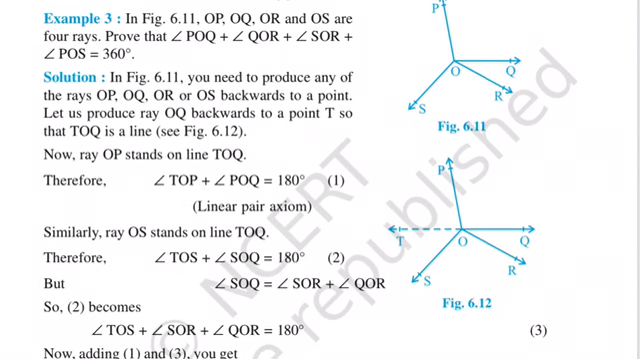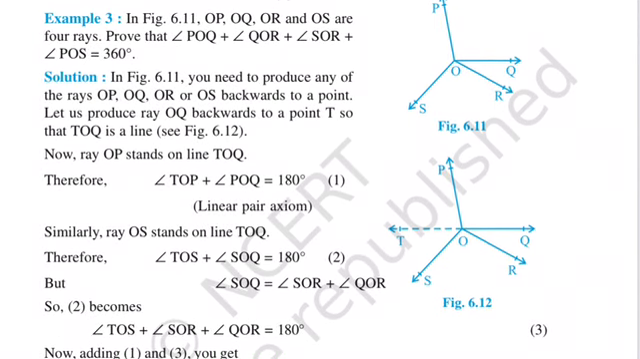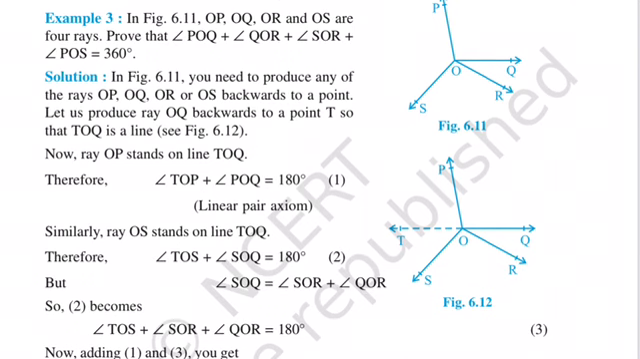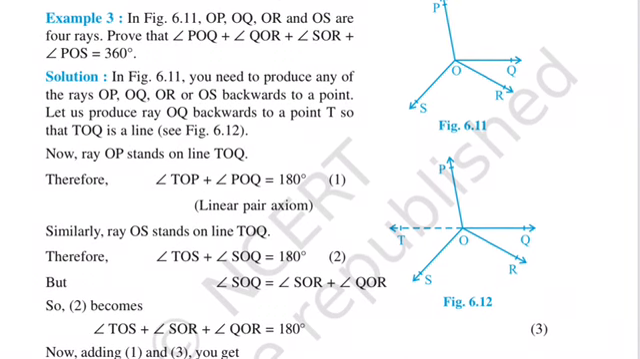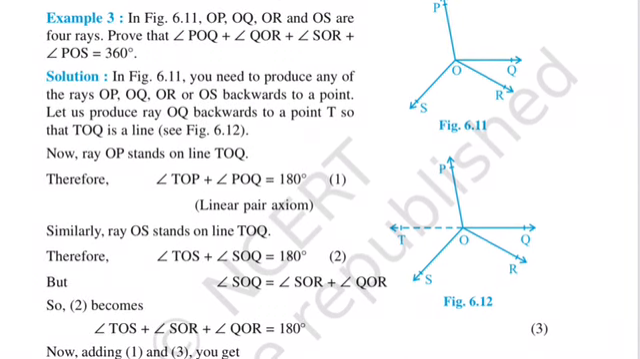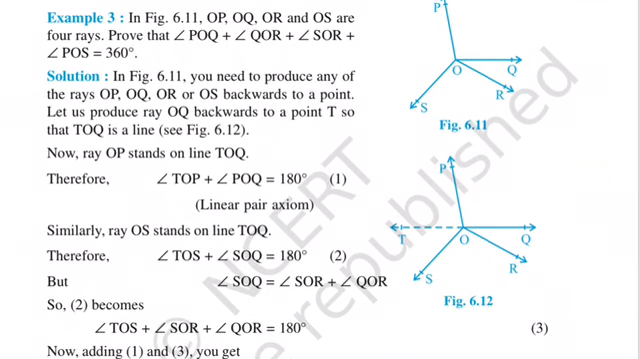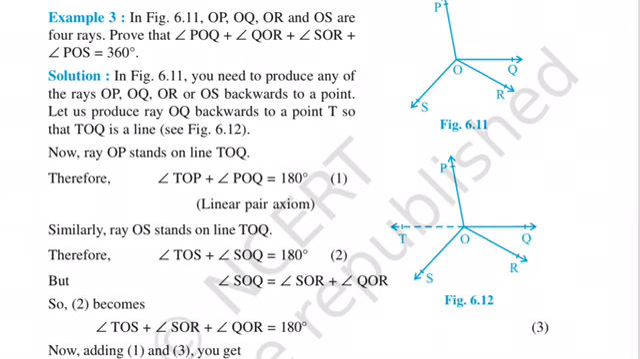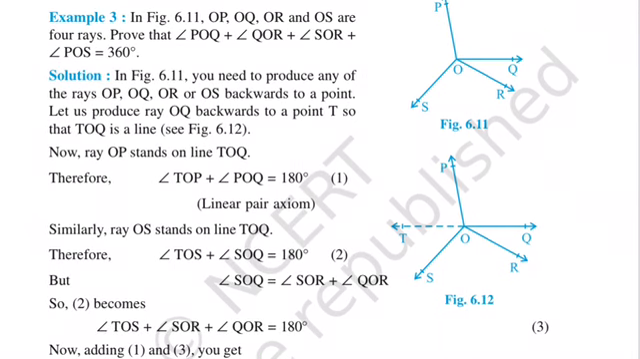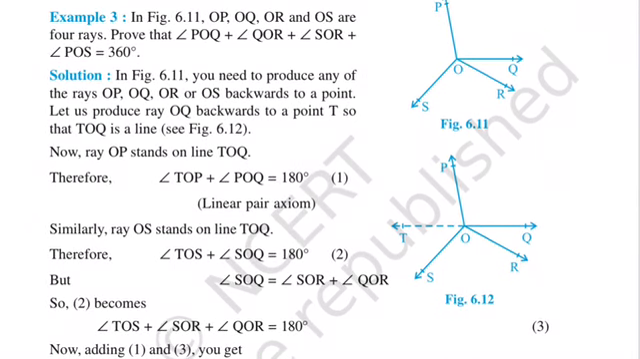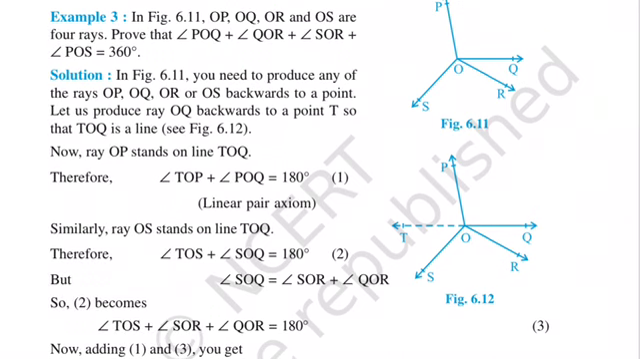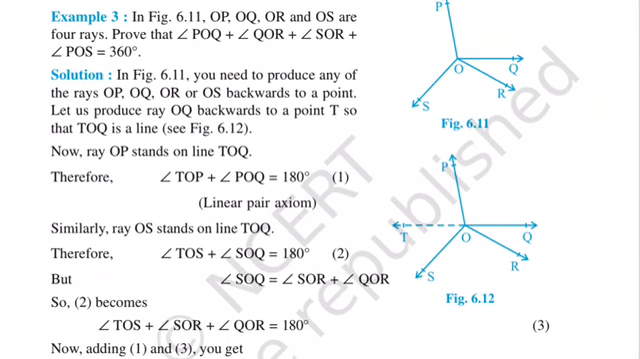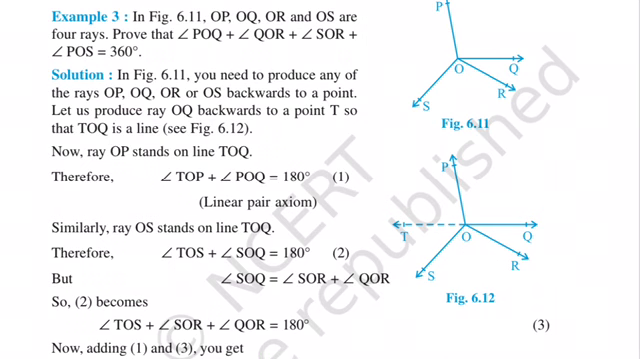Angle POT plus angle TOS is equal to angle POS. This is a very useful thing because we use it at the end of the solution. Angle POT plus angle TOS is equal to angle POS. Clear? Now, what is the solution saying?